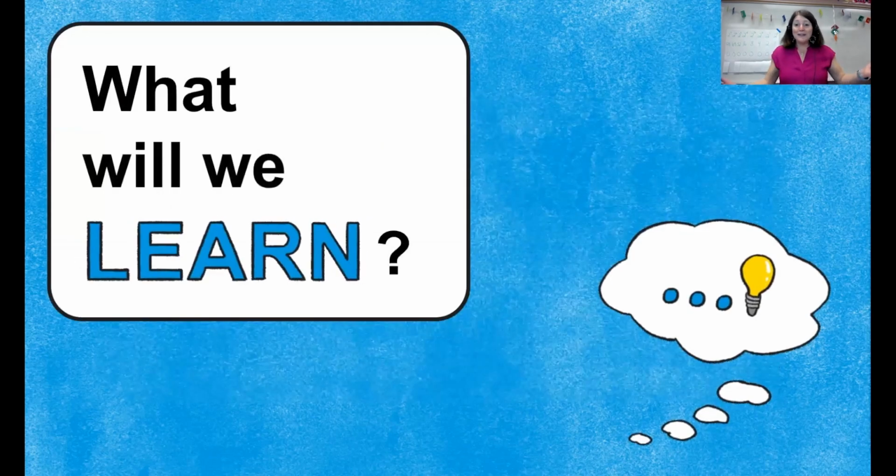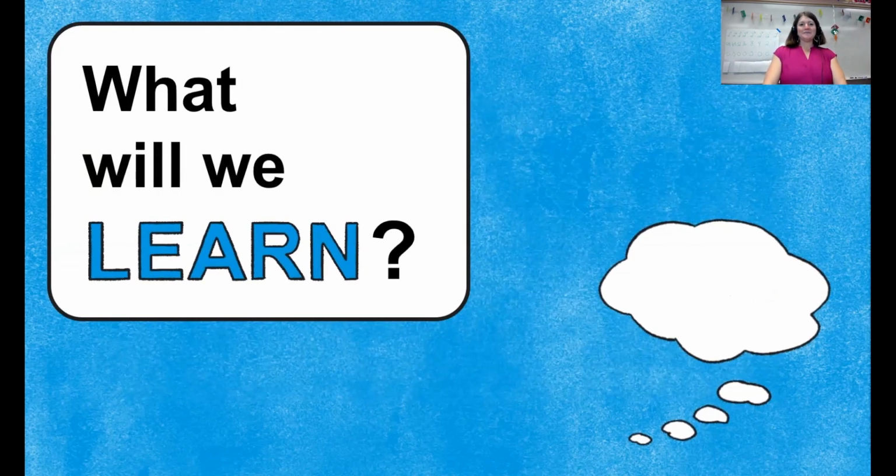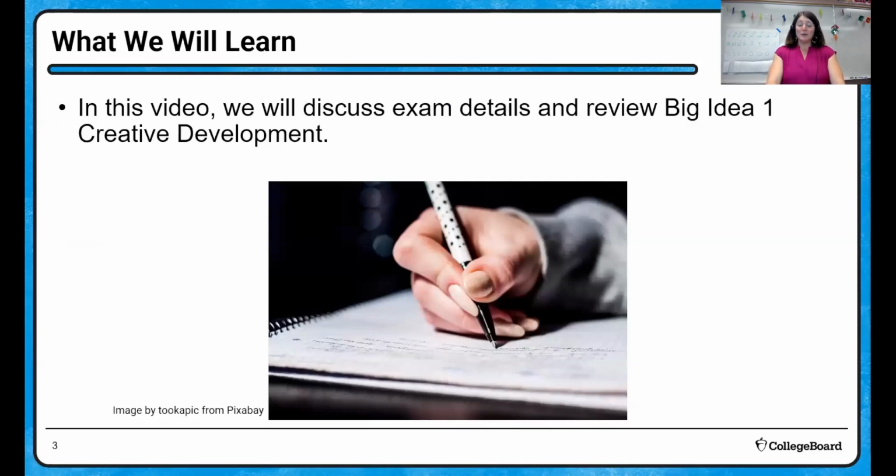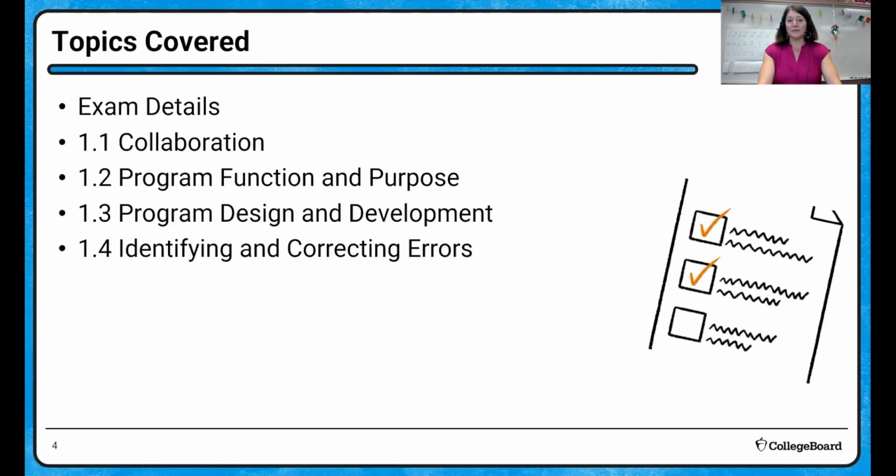So, what will we learn today? Let's take a look. In this video, we will discuss the exam details and review Big Idea 1, which is creative development. The topics we'll cover are those exam details, and in Big Idea 1, the topics are collaboration, program function and purpose, program design and development, and identifying and correcting errors. So those will be the topics that the questions we see will be over today.